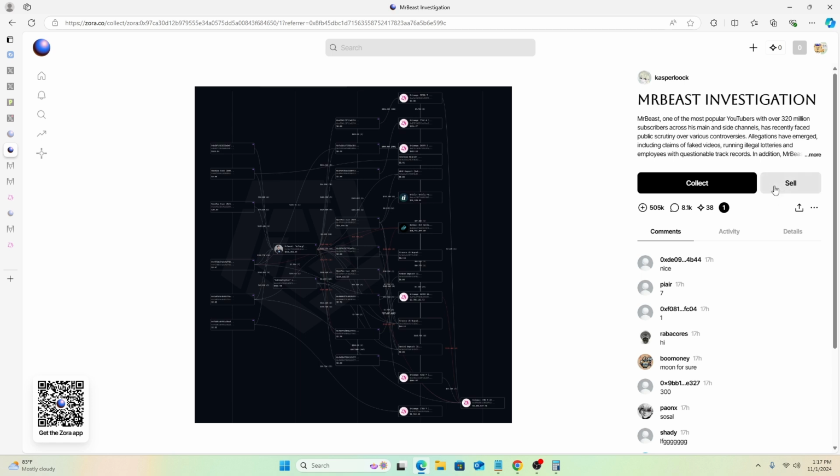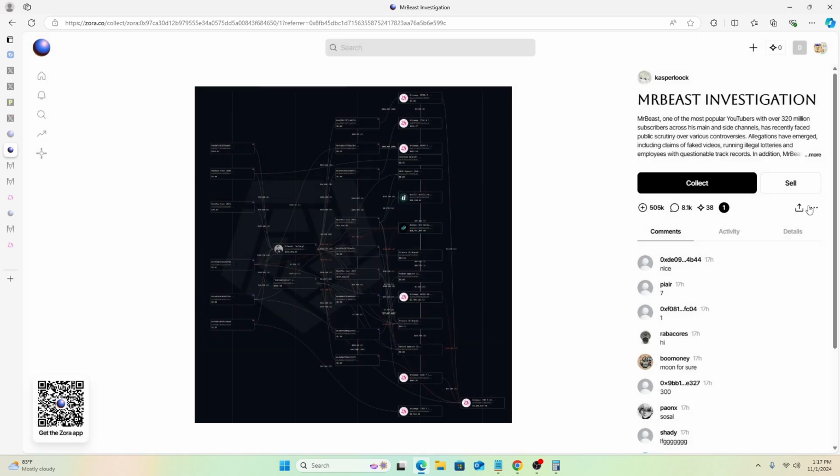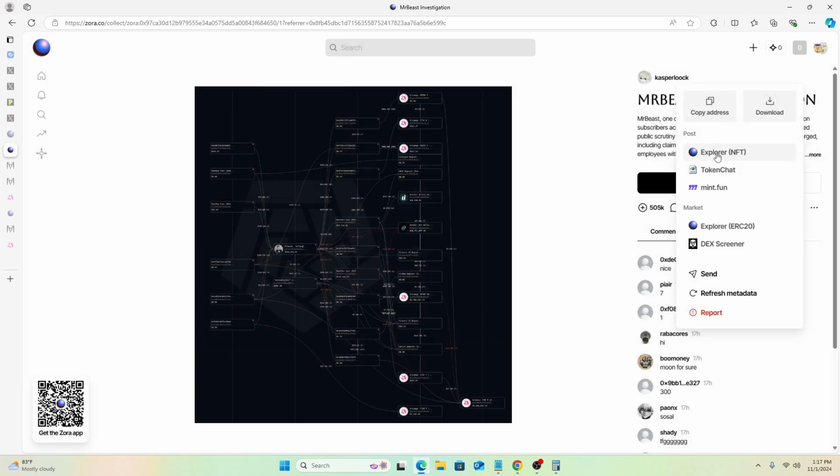Now if I click sell, the price of this is 0.09. If I decide to sell, I'll be getting basically 0.09. This is going to happen on the Zora chain, considering this is an object of the Zora chain.